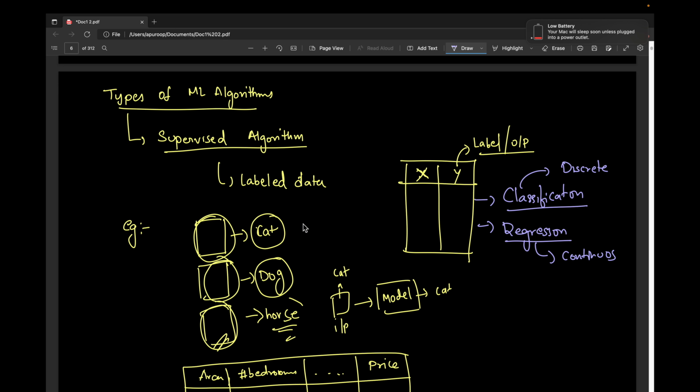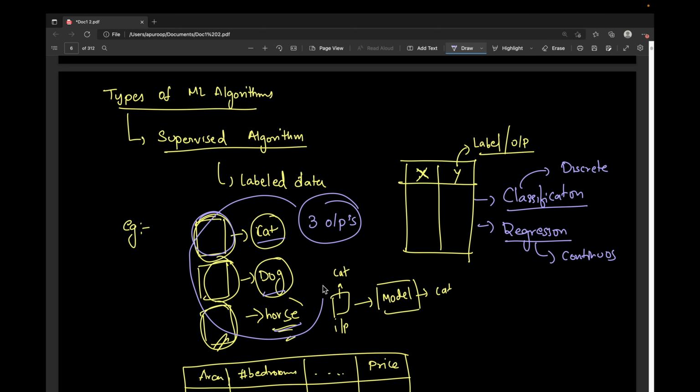Here, if you see, we have input images and some possible outputs: cat, dog, and horse. So we have clearly three outputs, and all these three outputs are clearly distinguishable. We can say all these outputs are discrete. So this problem will come under classification.